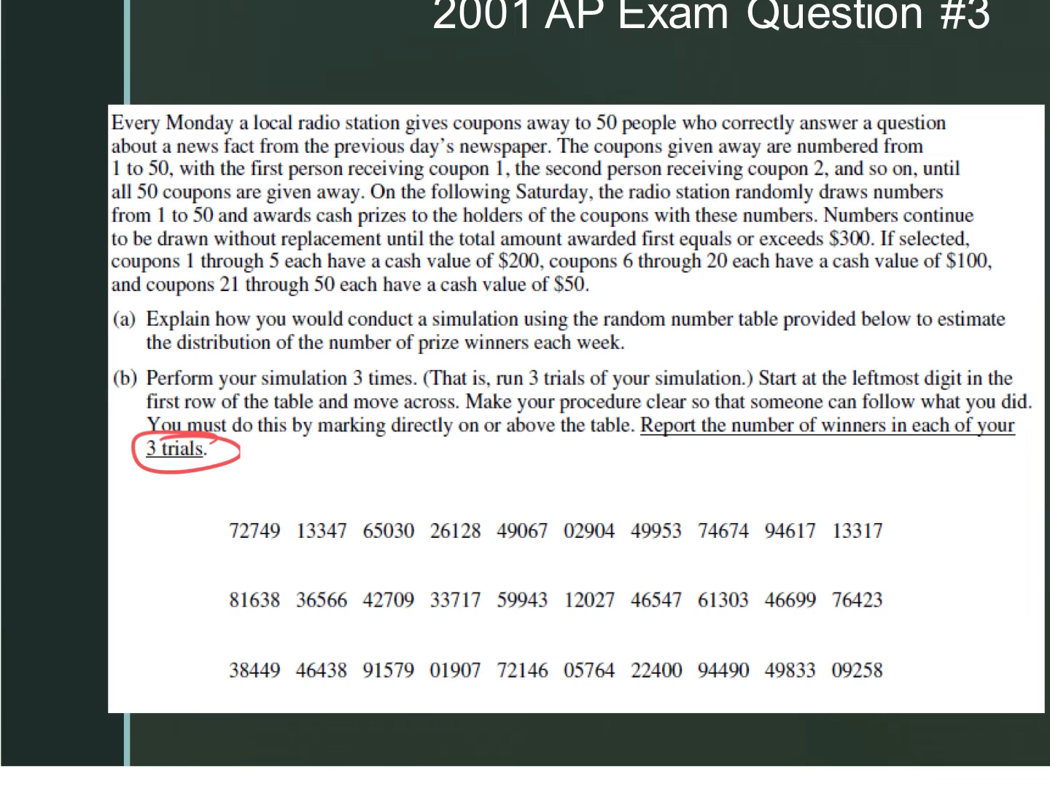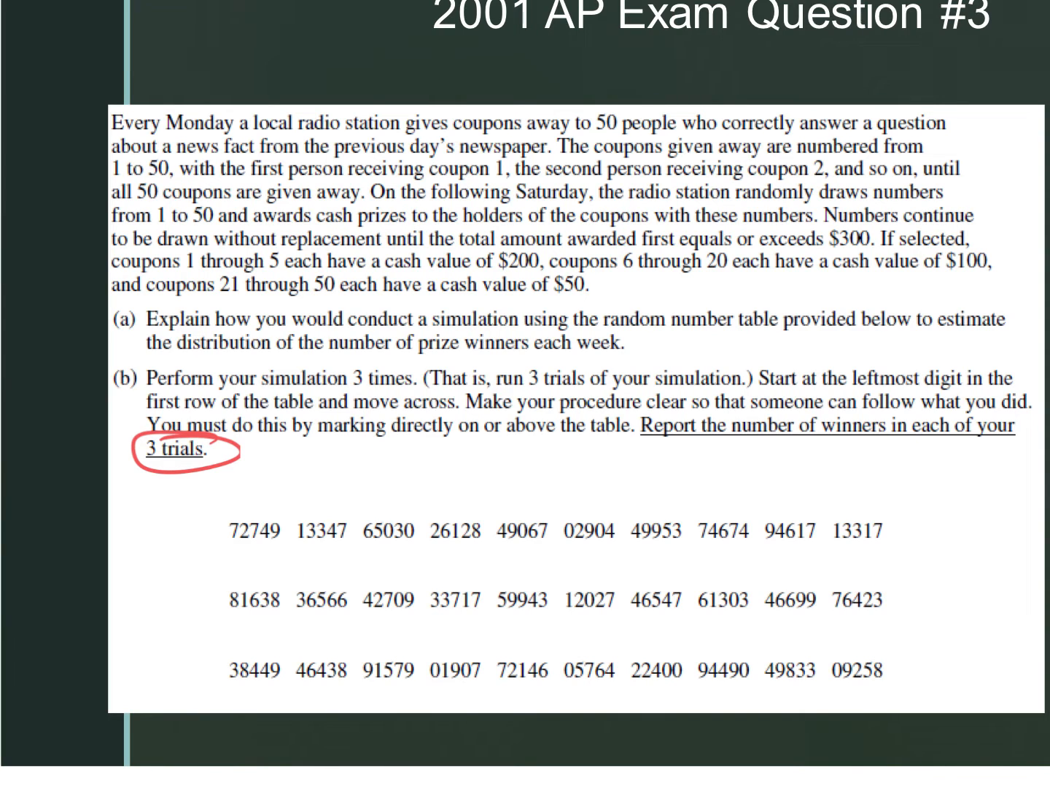So, every Monday, a local radio station gives away coupons to 50 people who correctly answer a question about a news fact from the previous day's newspaper. The coupons given away are numbered from 1 to 50. The first person receiving coupon 1, the second person coupon 2, and so on, until all 50 coupons are given away. On the following Saturday, the radio station randomly draws numbers from 1 to 50 and awards cash prizes to the holders of the coupons with these numbers.